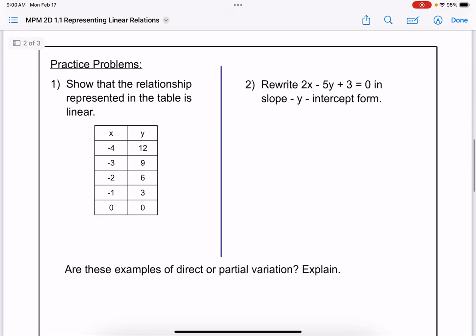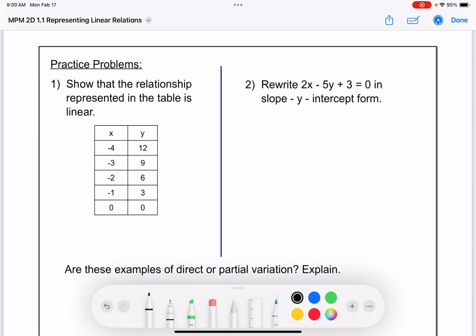All right, so practice problems. If I give you a table and say show that this thing is linear, I want you to use first differences. Okay, so you're going to look at these. The order matters, so think about what's happening when you look at it. I'm looking at my y values are decreasing by 3. That means I need my first differences to be negative because my slope needs to be negative.